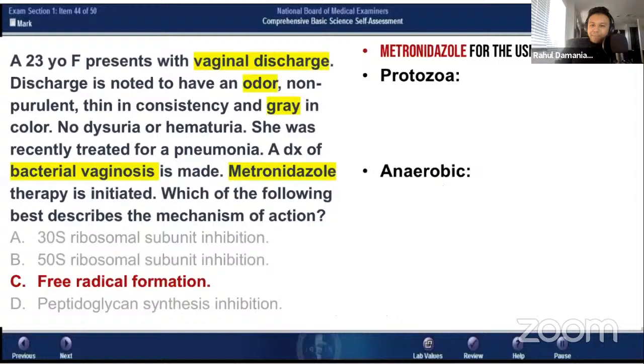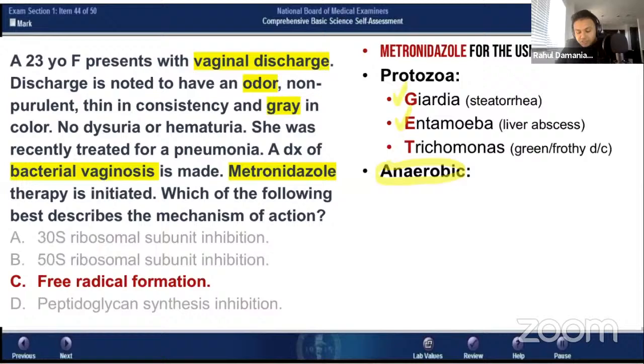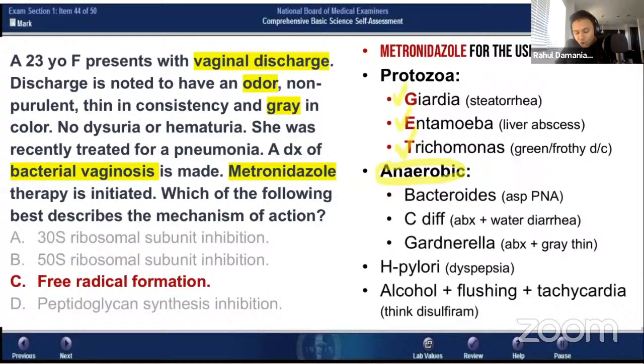I posted this on Instagram, but I want you guys to recognize that metronidazole, along with clindamycin, are good for anaerobic infections. Metronidazole, you're going to be thinking about using it in Giardia infections, Entamoeba infections, Trichomonas infections. You're going to be thinking about using it in your Gardnerella, which causes your bacterial vaginosis, as well as other agents. And remember, the high yield side effect is going to be that reaction with alcohol use.